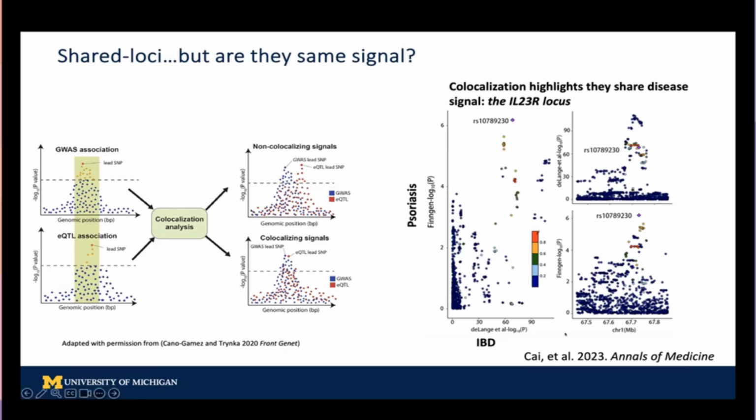A study conducted this year did this. You can see the x-axis here was the IBD GWAS signals, and the y-axis here is the psoriasis GWAS signals, and they show that some of those shared loci are indeed co-localized. This is highlighting the IL-23 locus, saying that the LD patterns actually co-localized with each other, suggesting they are indeed the same genetic signal.